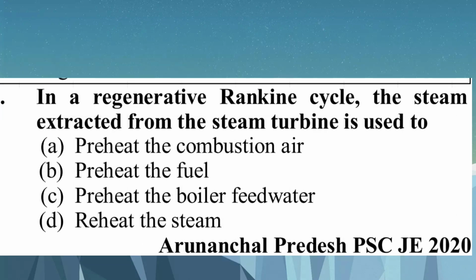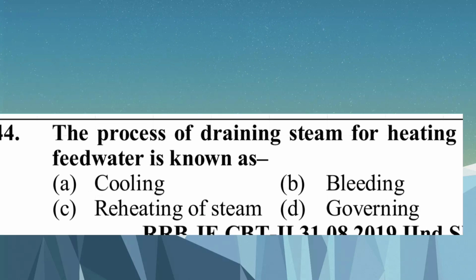Question number 43. In a regenerative Rankine cycle, the steam extracted from the steam turbine is used to A. Preheat the combustion air. B. Preheat the fuel. C. Preheat the boiler feed water. D. Reheat the steam. Regenerative में preheat the boiler feed water, economizer.